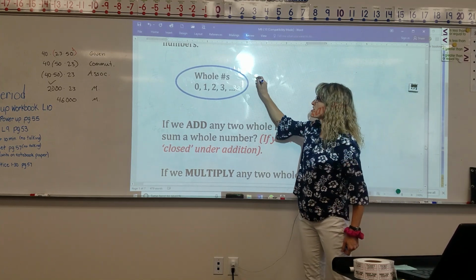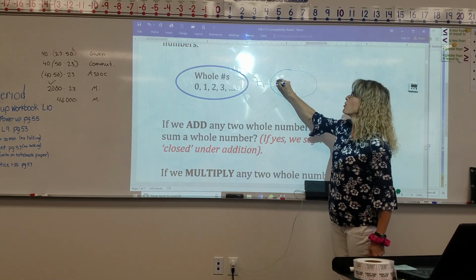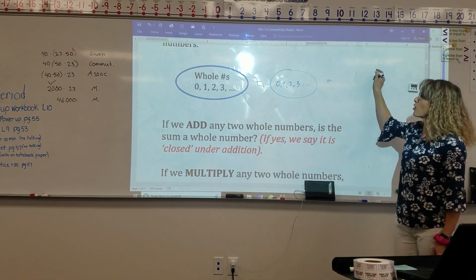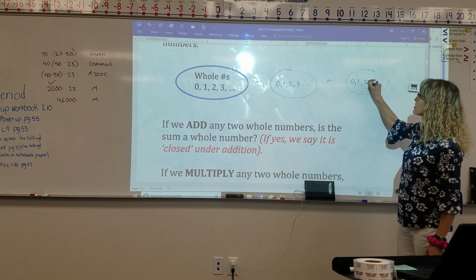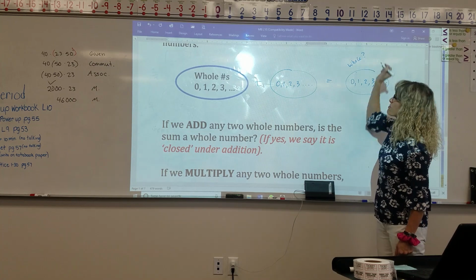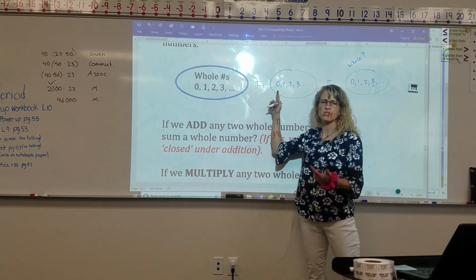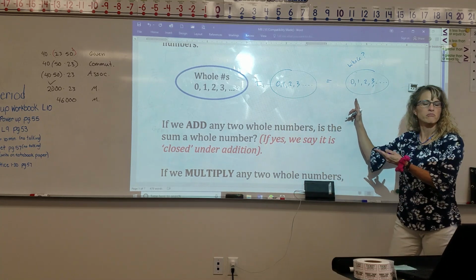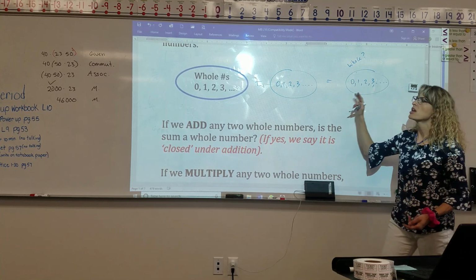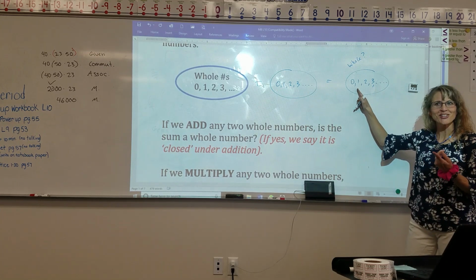So we know our whole numbers. If I added them to any number that's also a whole number, would my answer also be a whole number? That's my question. Okay, so let's just pick a few numbers and try it. If I added 0 to 2, would I get a whole number? Yeah. 3 plus 0, would I get a whole number? 0 plus 0? Yes, 0 is a whole number.